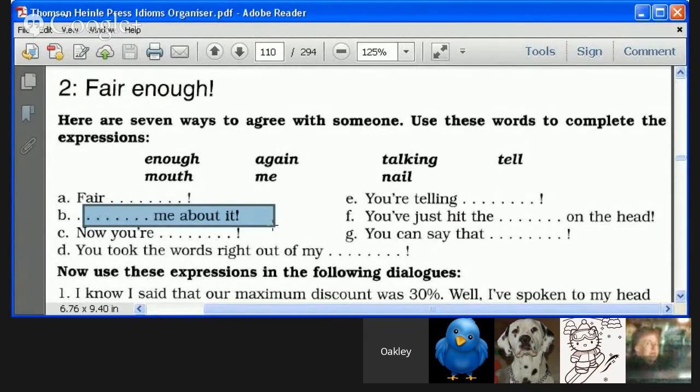Ooh, this could be confusing. I haven't really thought about this, but this could be confusing because one is negative. Don't tell me about it. "You don't have to tell me about it" means something completely different. You don't have to tell me. Oh, yeah, I know all about it.